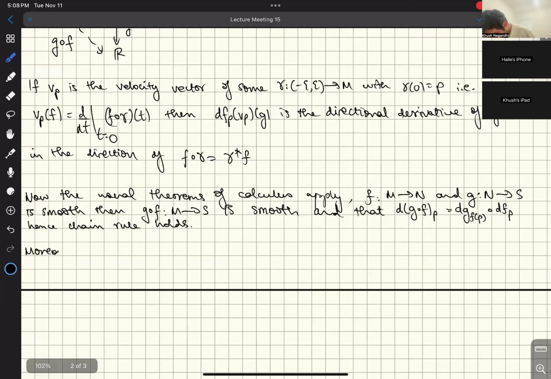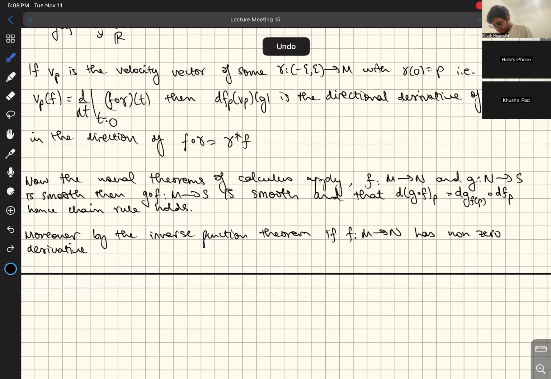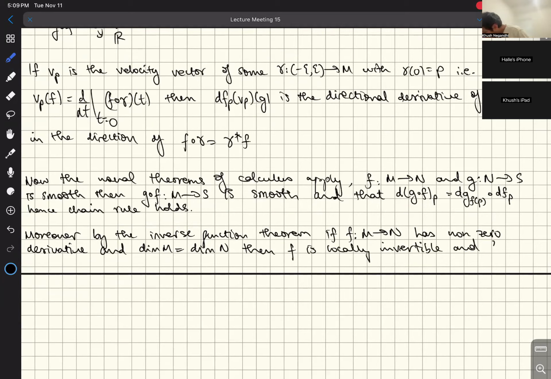Moreover, by the inverse function theorem, if f from M to N has non-zero derivative and dim M equals dim N, then f is locally invertible and f inverse is differentiable whenever defined.